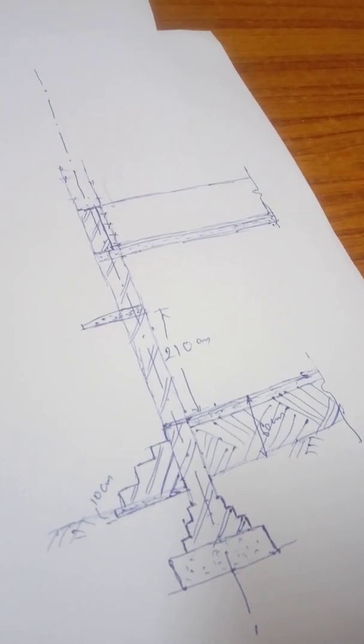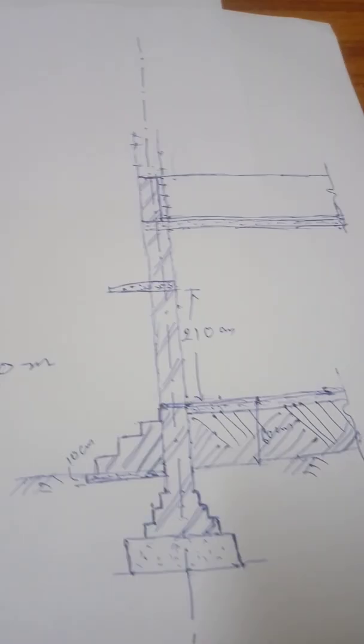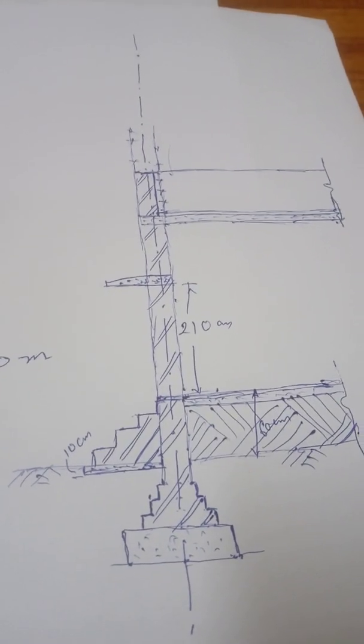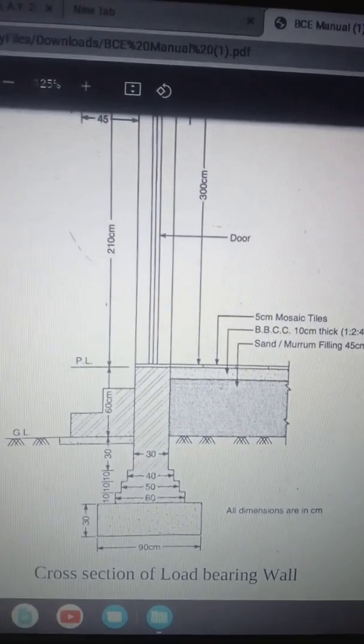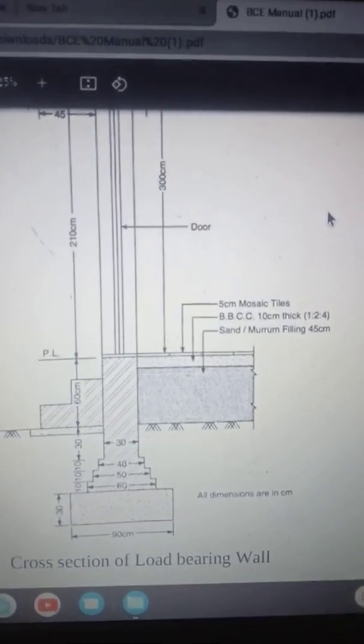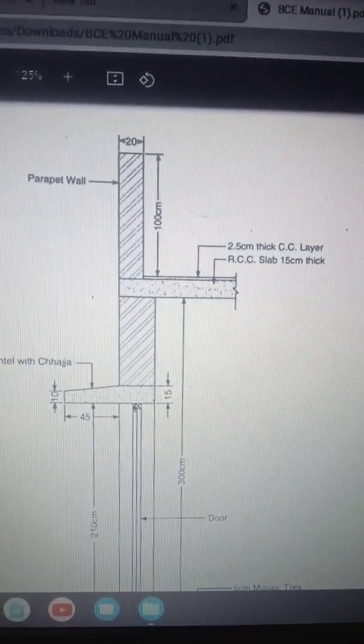You have to draw it in A4 size sheet with the scale of 1 centimeter equal to 0.50 meter. Following this scale you will draw the drawing. I have only drawn the drawing to help you, but you also have to add the dimensions as shown in the drawing. Don't just draw and submit; show all the dimensions as given.